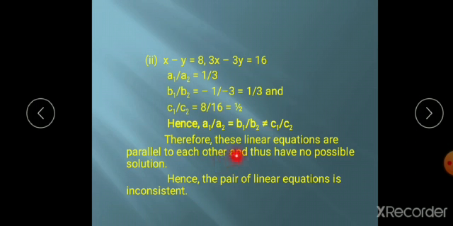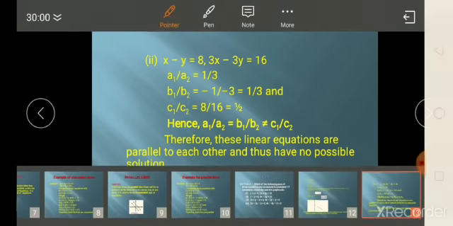So what type of lines? Such lines are called parallel lines. So it has no solution. It is inconsistent. When it is inconsistent, no need to draw the graph. They ask you to draw the graph only if it is consistent.